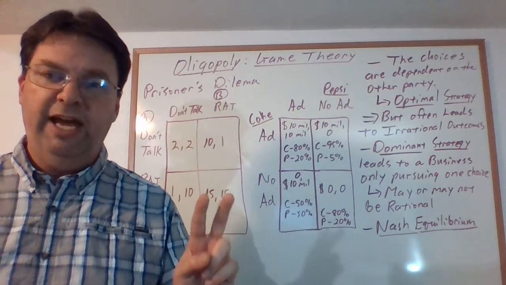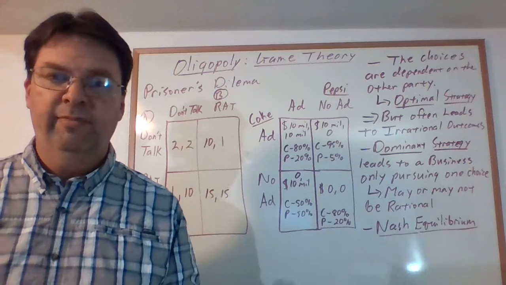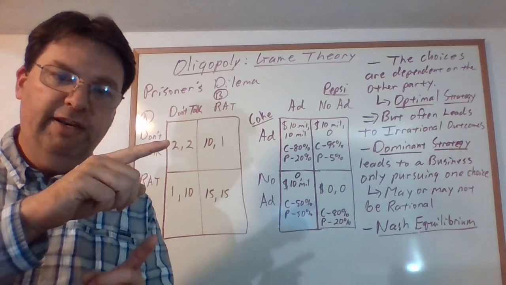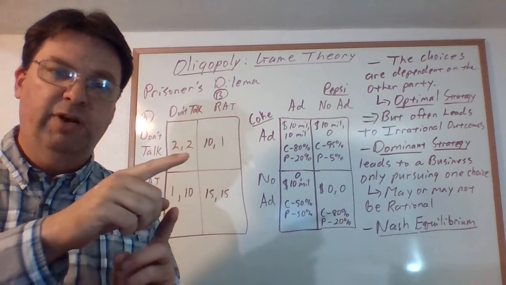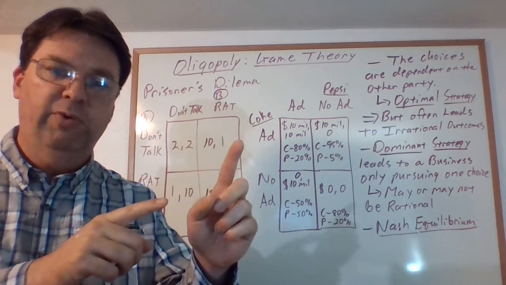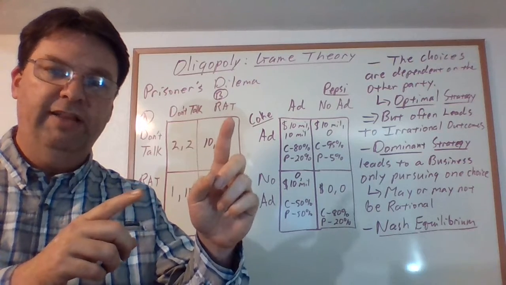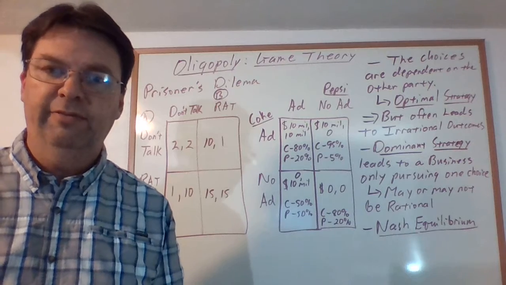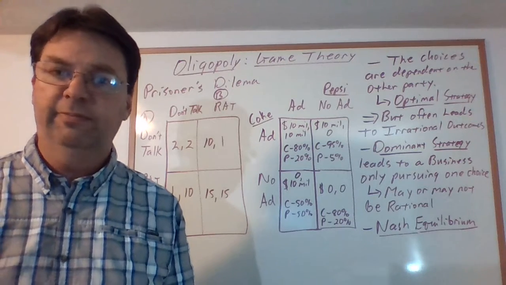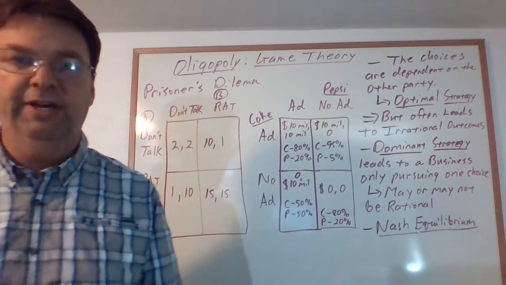So this is what happens in these cases. Both of the prisoners look at their payoffs, 2-1, and they say, well, I should go for the 1. So they both talk, they both rat, and they both get, over here, 15 years to life. Murder and breaking and entering, okay?